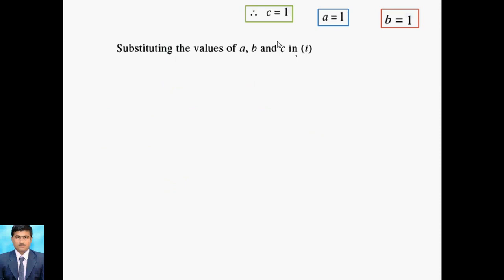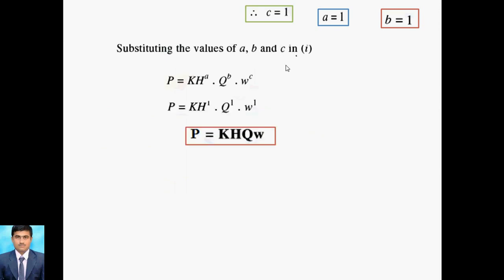So substitute a, b, c in equation number 1. What is equation 1? P is equal to k H raised to a, Q raised to b, W raised to c. We put the values there. So the final equation becomes, with a equal to 1, b equal to 1, c equal to 1, P is equal to k H Q W. So this is about the power.